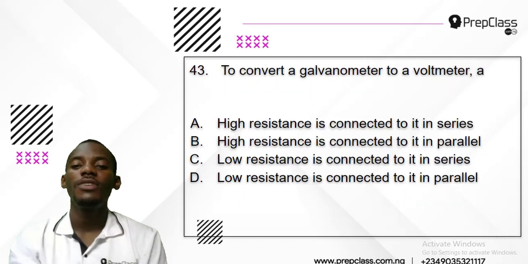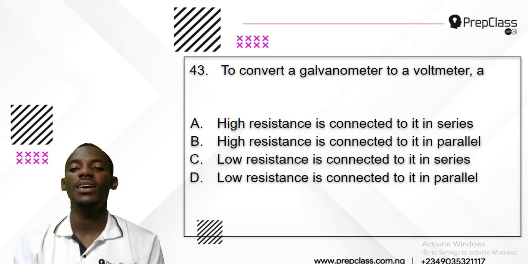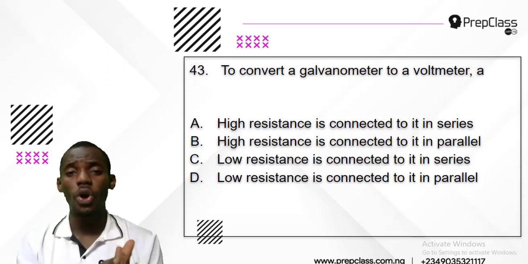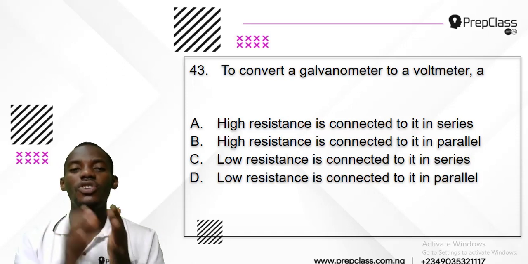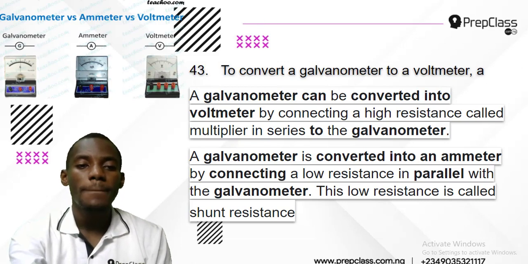Number 43 says to convert a galvanometer to a voltmeter, a what? Is it a high resistance connected in series, a high resistance connected in parallel, a low resistance connected in series, or a low resistance connected in parallel? Now this topic is under shunt and multiplier. You have heard about it before in senior secondary class.